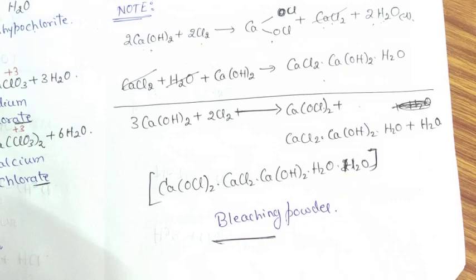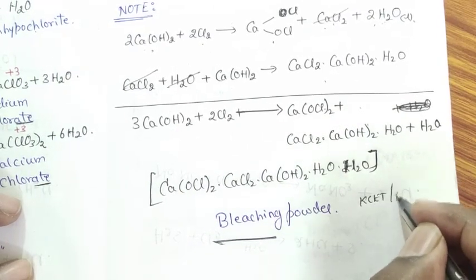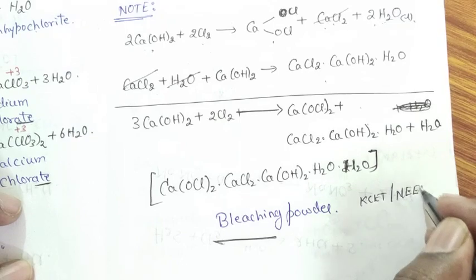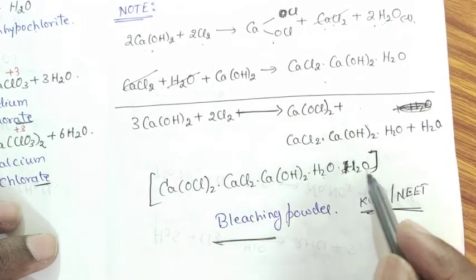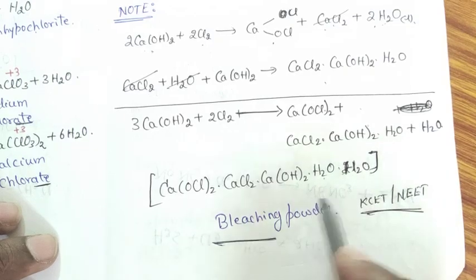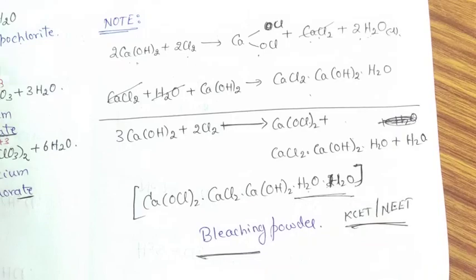Definitely they are going to ask for 1 mark, or they are going to ask in your CET or NEET level examination. Composition plays a very important role. You should learn it by heart. Either you can write it as H2O.H2O, or you can write it as 2H2O here. This one. Note it down. Okay? Good.